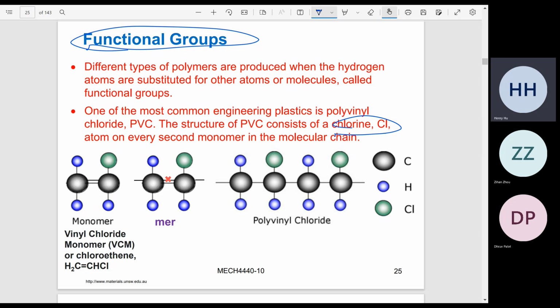So here the example is with chlorine replacing the hydrogen, and so it forms the monomer we call vinyl chloride. They call the vinyl chloride monomer VCM, or sometimes chloroethylene. And with this monomer, if you break one of those double bonds connecting the carbon atoms, then you will generate a mer.